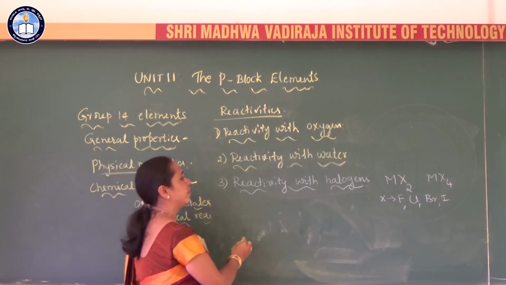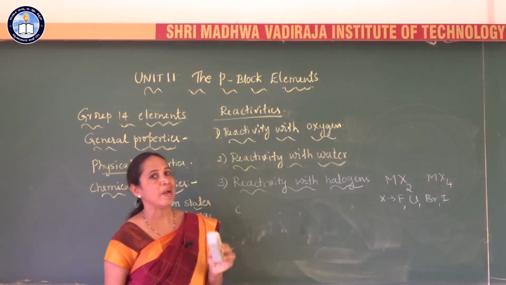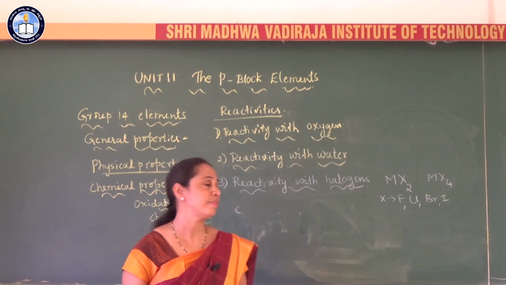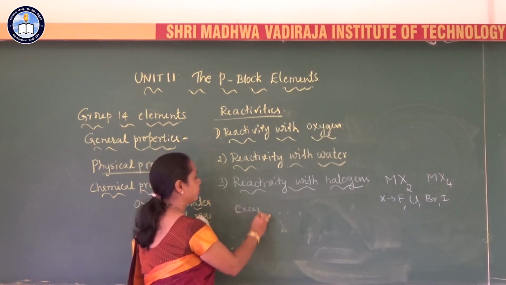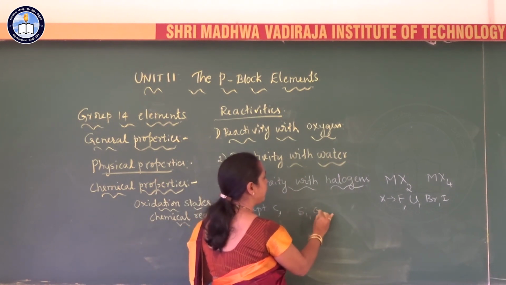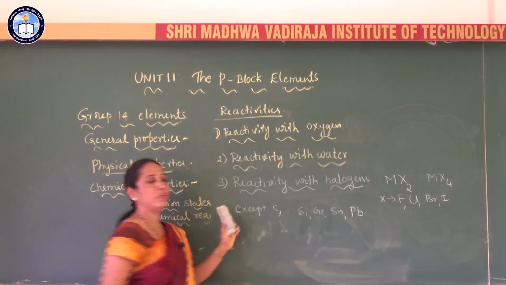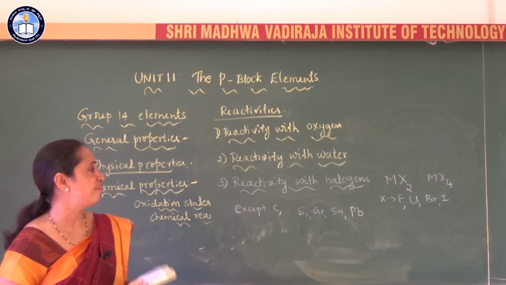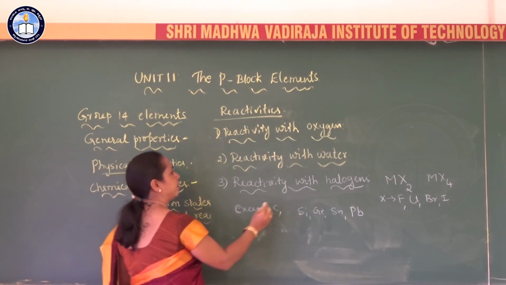Now if we consider the first element, carbon, it won't react directly with halogens. It won't form halides directly. Except carbon, the remaining elements, silicon, germanium, tin and lead, all 4 elements react directly with halogens and form halides.